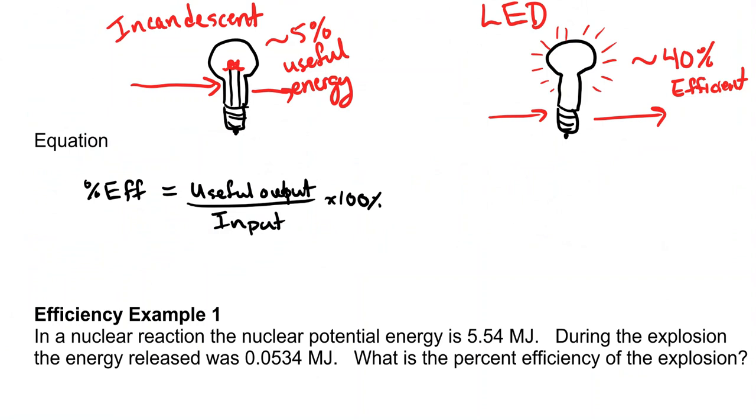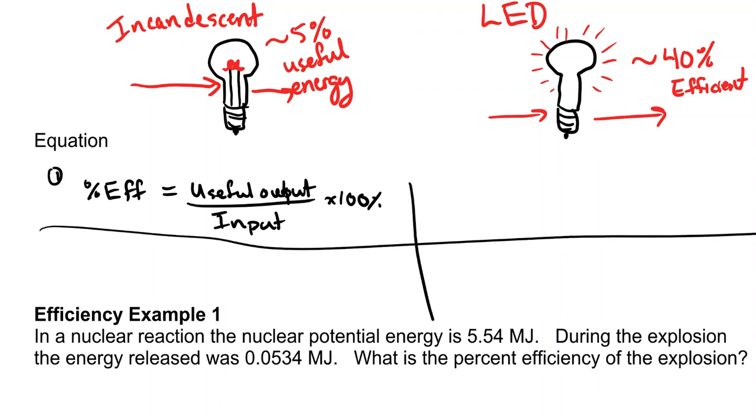But there are two other things that we could solve for in this equation, right? I see three variables. I see percent efficiency, I see input energy, and I see output energy. So we could rearrange this if we wanted to get input or output. So that's the first version of the equation.